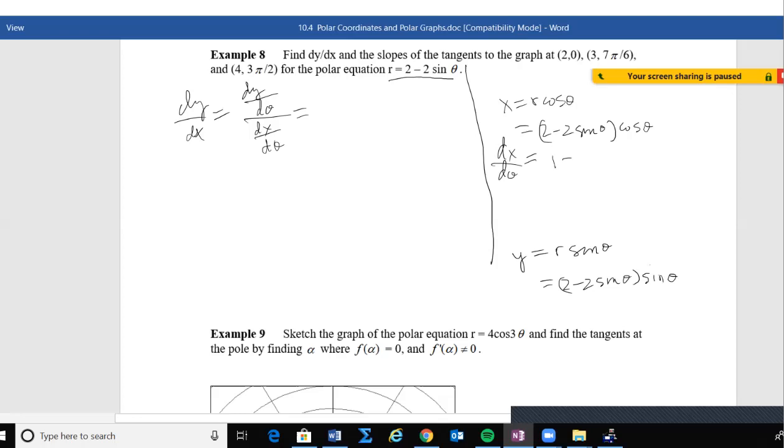It'll just be minus 2 cosine theta times cosine theta, and then plus, I'm running out of room here, so I'll make this minus sine theta times 2 minus 2 sine theta. I could probably clean this up a little. This would be minus 2 cosine squared theta plus 2 sine squared theta minus 2 sine theta.